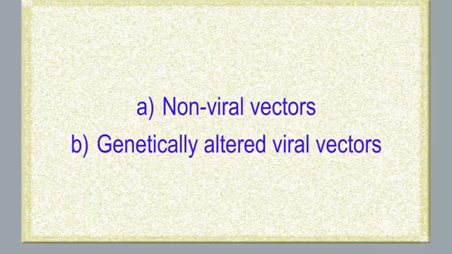A normal healthy gene can be transferred into the target tissue or cells by different means. The two classes of methods are A. Non-viral vectors and B. Genetically altered viral vectors. Non-viral vectors are the actual DNA sequences or the DNA complex molecules used to deliver the gene of interest for the particular disease condition.